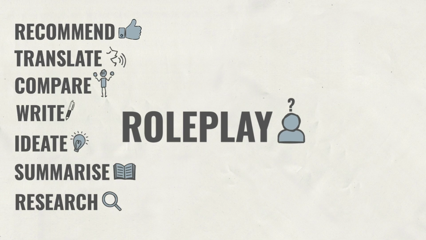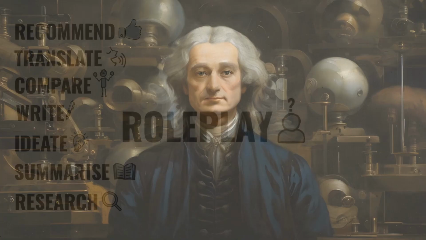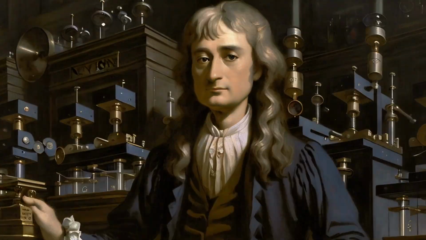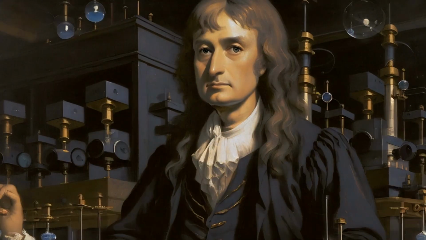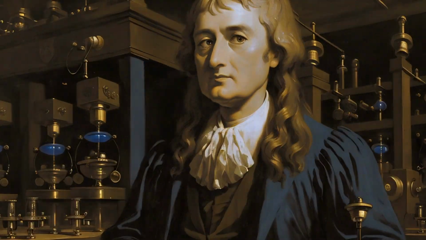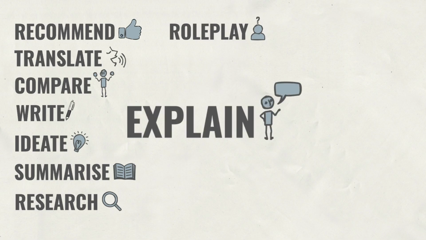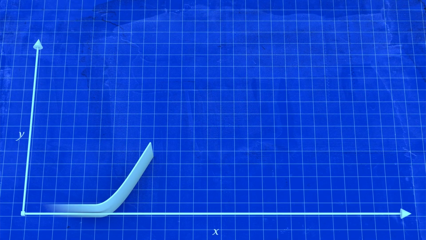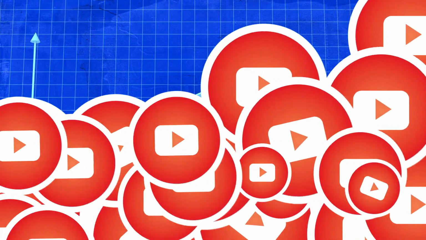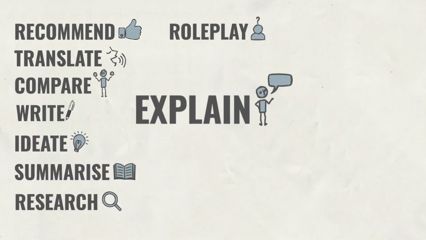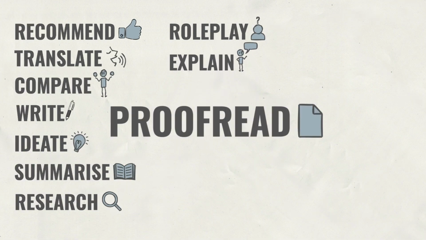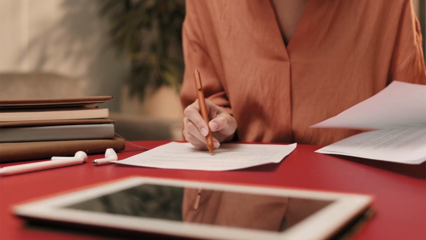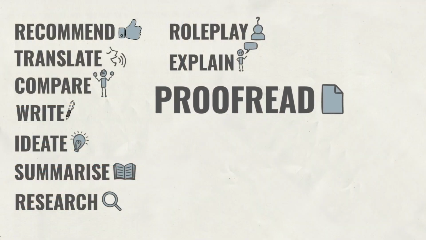Role play. Okay, so for the rest of this conversation, I'll pretend to be Sir Isaac Newton. I'll respond to user questions using the language, tone and knowledge of Newton, and I won't reference any understanding of physics that postdates his life. But I suspect my voice might give the game away. Explain. I'd be happy to explain the Gaussian distribution principle so that a 10-year-old can understand. As suggested, I'll produce this as a script in the style of a trending young YouTube influencer. Proofread. I've proofread the text pasted below and have identified several spelling, punctuation and grammar errors. I'll provide these as an ordered list with recommended changes.